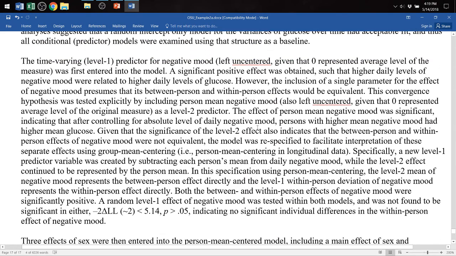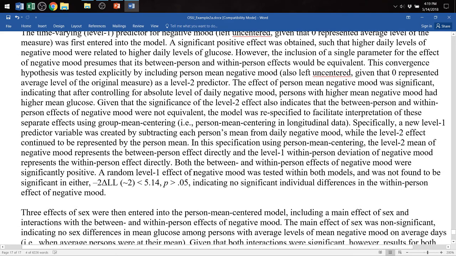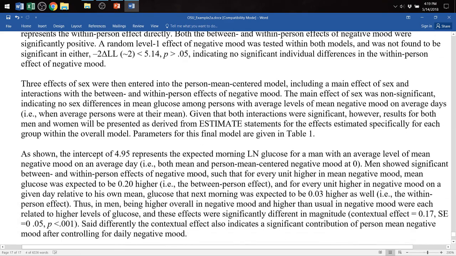So you can see the way that I tried to talk about these things, lumping the effects together across models. So I present the within effects, the between effects, and the contextual effects.